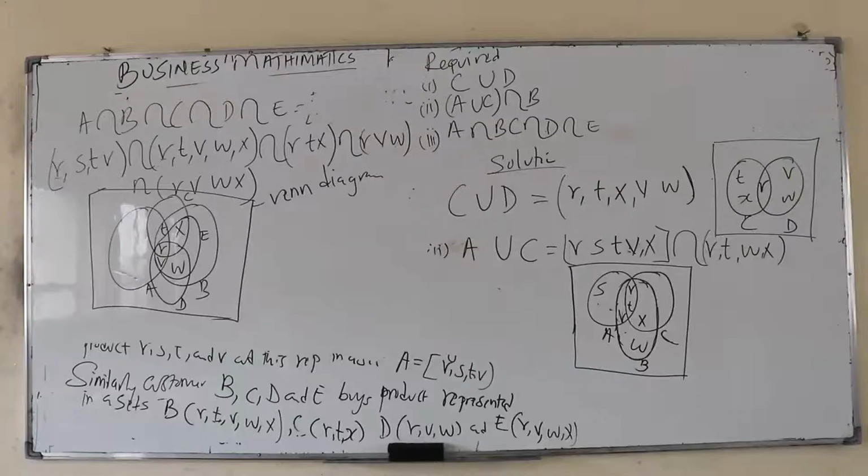Then W is shared between B and D, so you can draw this set here, then D has W there, okay? Then subset E has R, V, W, then X, so it is inside this. Yeah, it has R, V, W, X, so it is here. That is subset E. That's how it should appear.